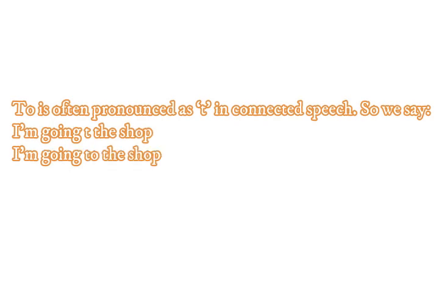To is often pronounced as t in connected speech. So we say I'm going to the shop, and not I'm going to the shop. Another common form of the schwa sound usage is the pronunciation of the word of. When we are pronouncing the word of, we do not say of clearly or pronounce all the sounds when speaking. We pronounce it in its weak form, and you hear something like of. Now listen to this sentence when I say a cup of tea.